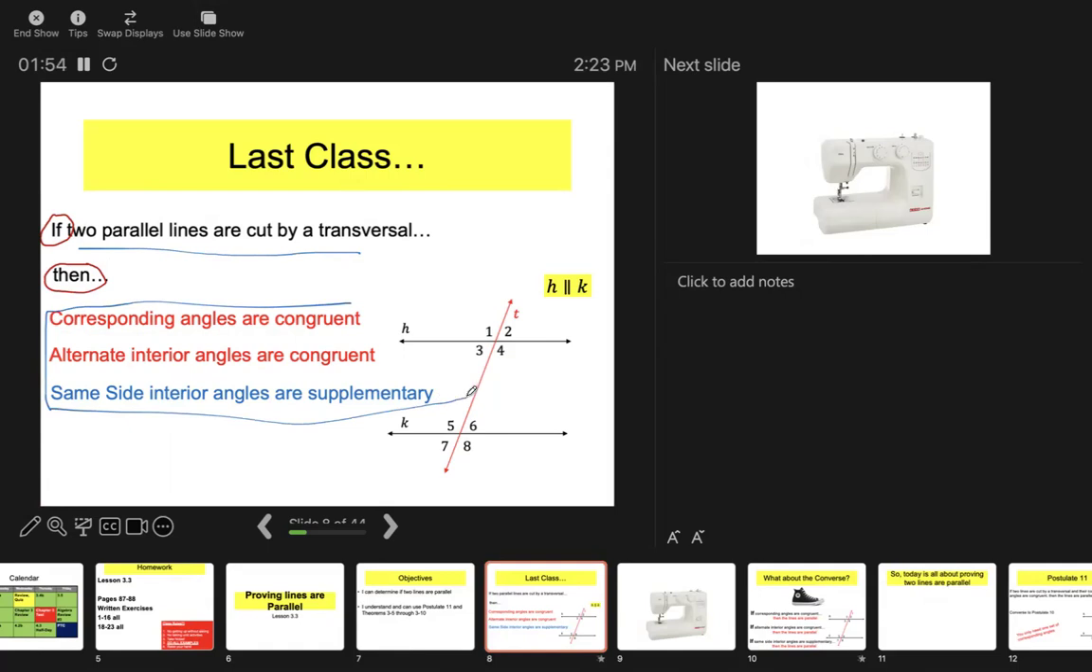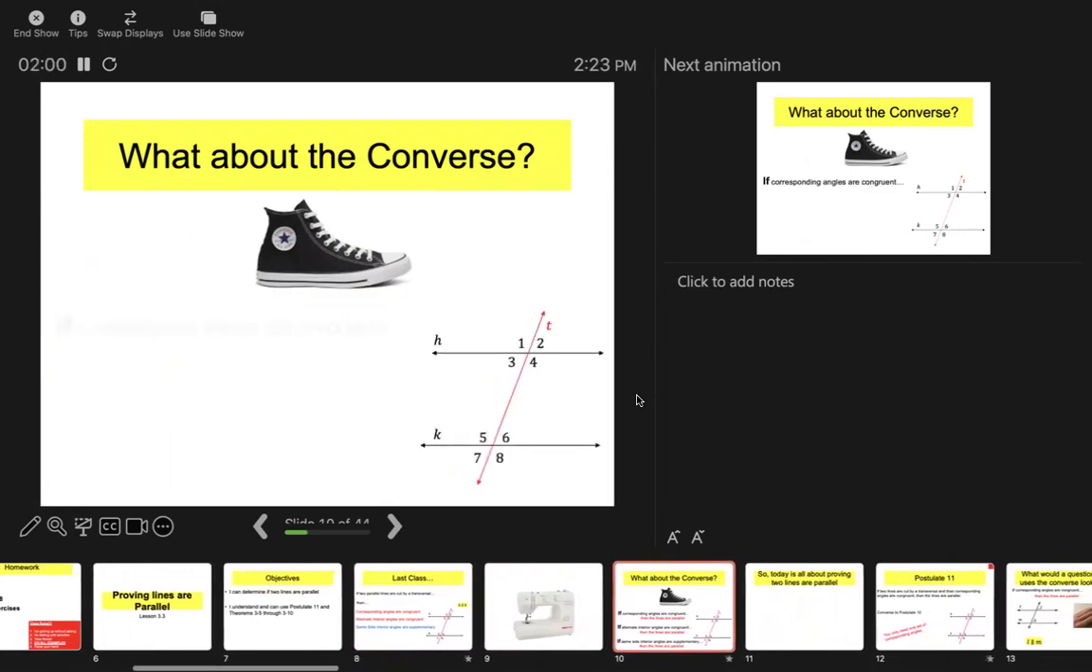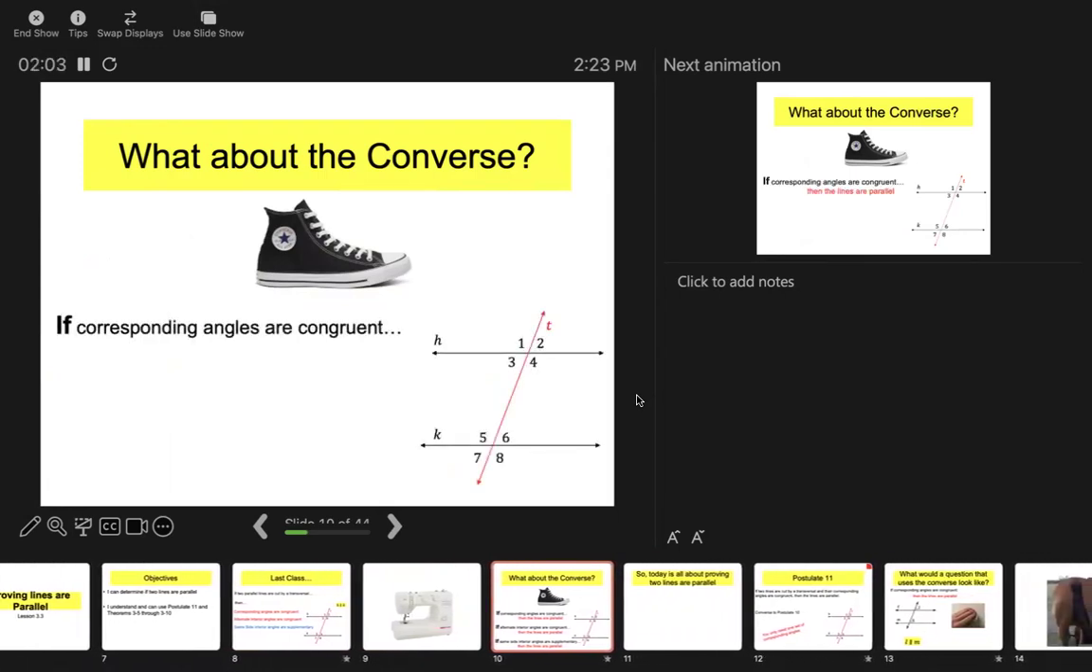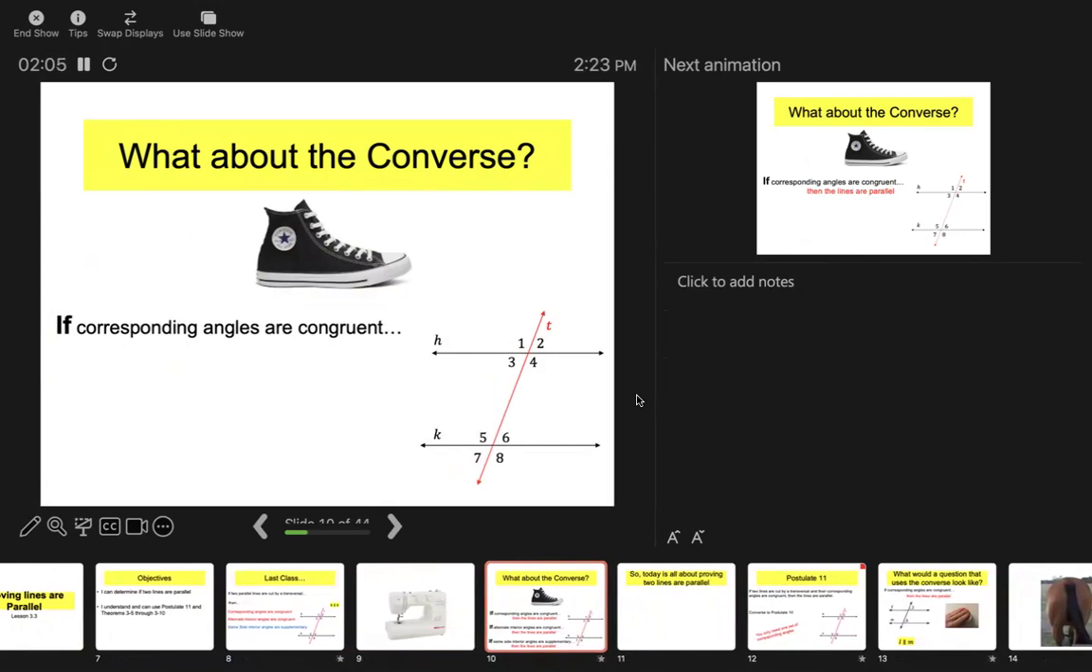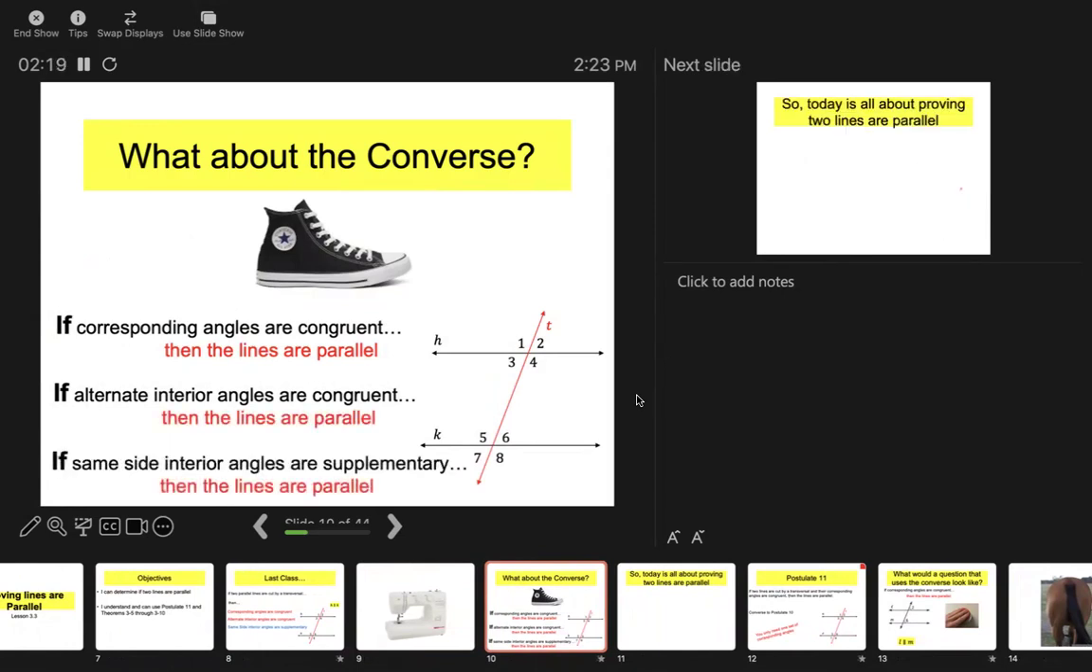So let's see, what kind of statements would I get from that? Well, the converse of the first one would be, instead of if 2 parallel lines are cut by transversal, we would start with if corresponding angles are congruent, then the consequence would be that the lines are parallel. And then if alternate interior angles are congruent, then the lines are parallel. And if same side interior angles are supplementary, then the lines are parallel. So today's class is about those 3 statements.